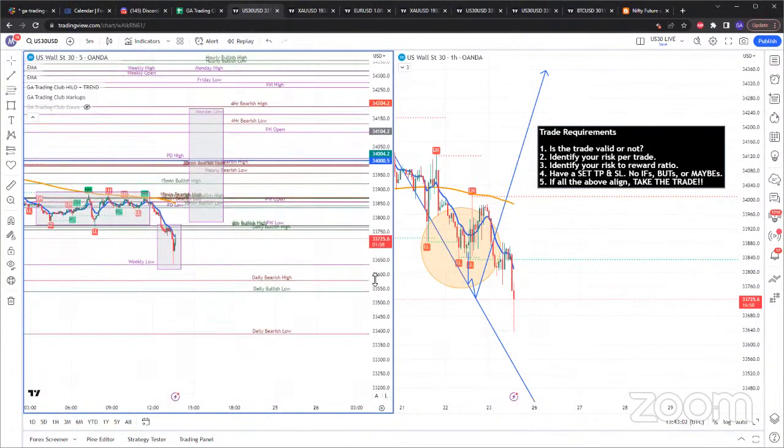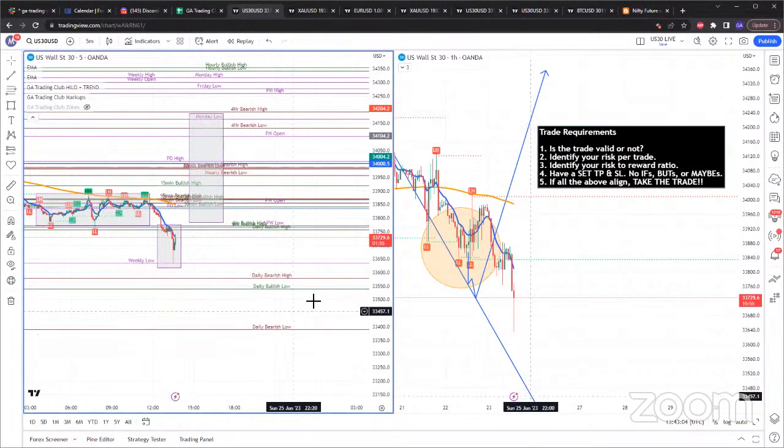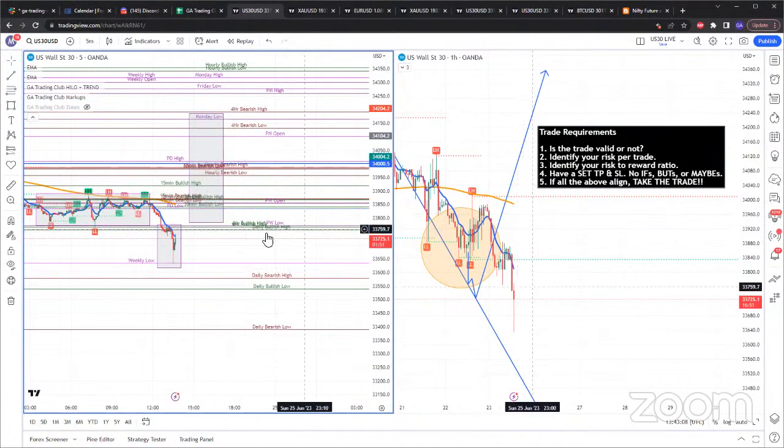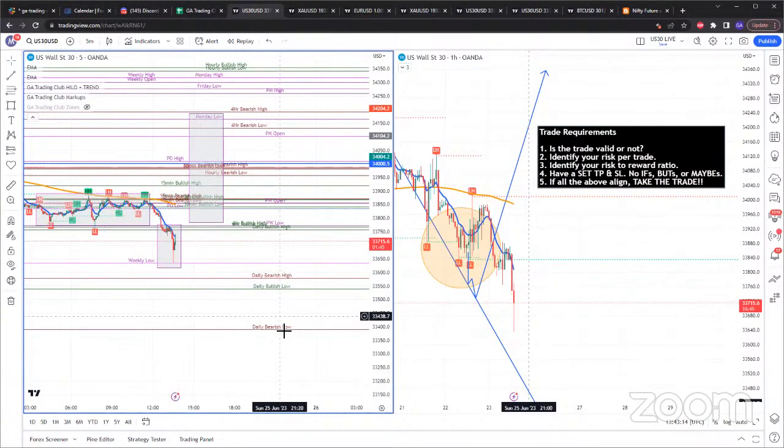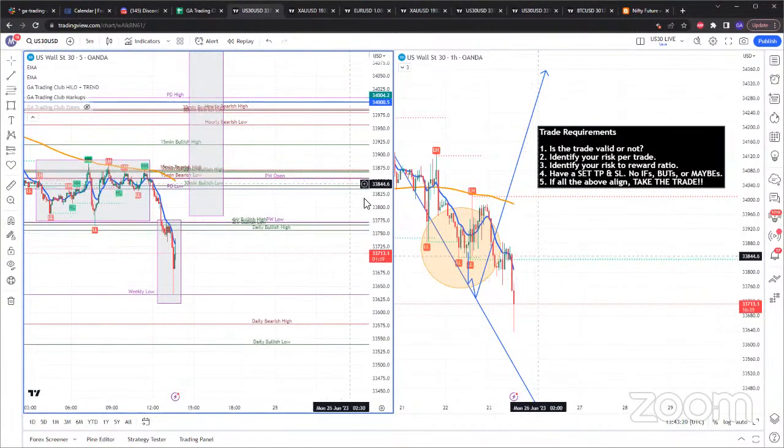On the other hand, we do have a daily bearish high here and daily bearish low. But if you ask me, these dailies cancel out each other. So what are we left with? We are left with a 4-hour bullish high and low. So it's a game of probabilities. We have two dailies fighting for liquidity, but what else do we have around there? We have this 4-hour bullish high and bullish low.